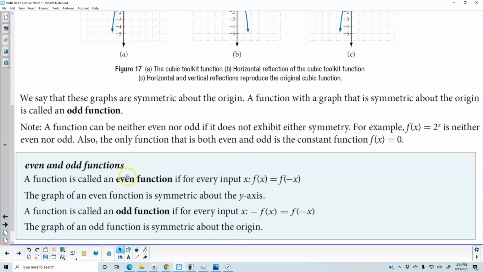So now we can apply this rule either to a graph, or we can also do this algebraically, which we're going to see in some of our next exercises.